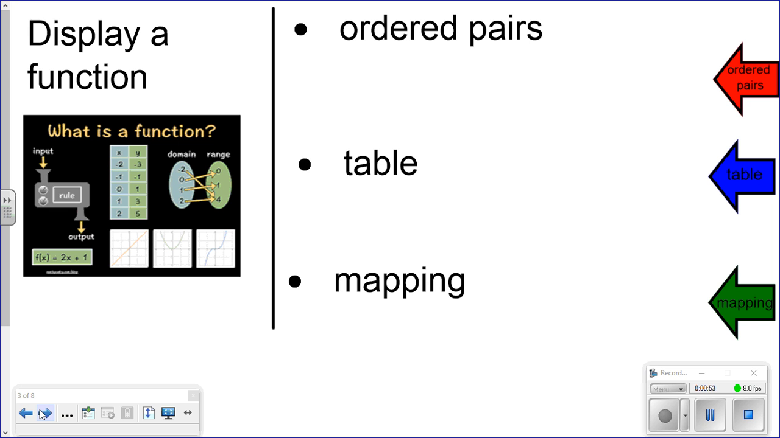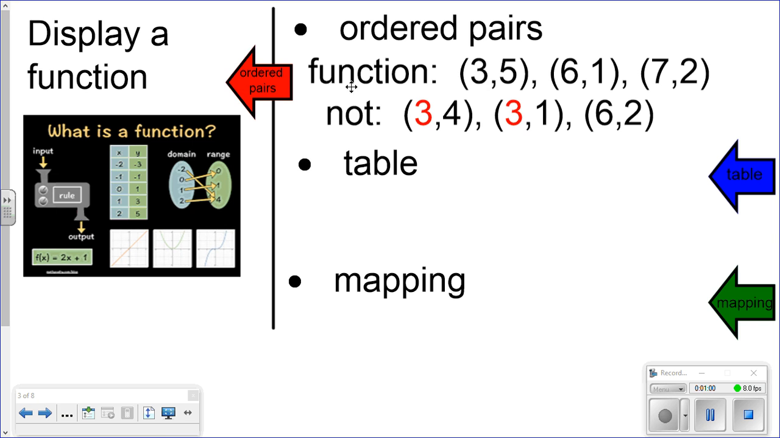So to display a function, we can use a set of ordered pairs. This first example here, (3, 5), (6, 1), (7, 2). Those are ordered pairs, and it is a function because each input has only one output. But this set of ordered pairs, (3, 4), (3, 1), is not a function because if I input x for 3, I get 4, but then the next time I input x for 3, I get 1. That's not a function.